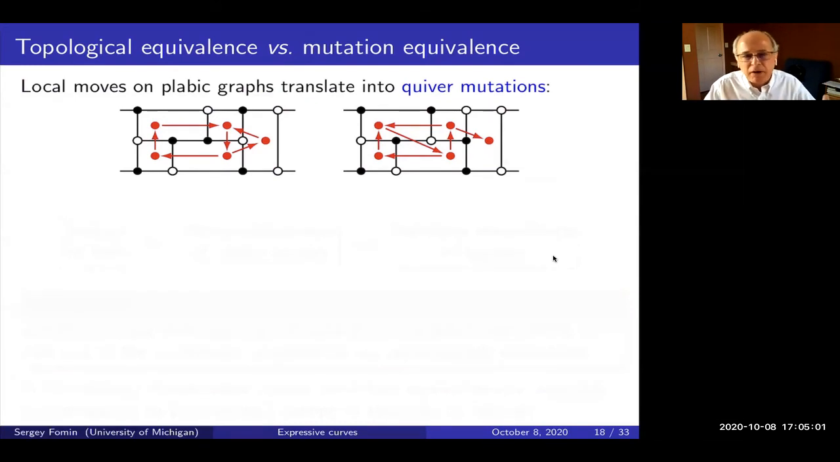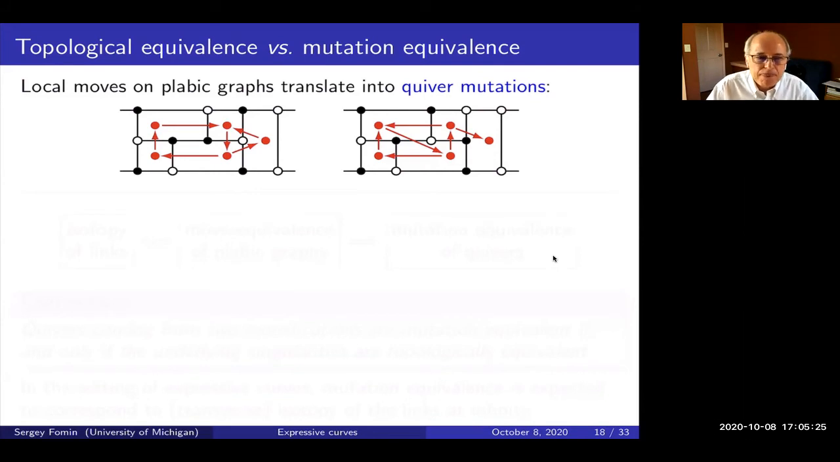It doesn't have to be planar, and it doesn't have to come from a Plaby graph. There is just a general definition which Zelevinsky and I introduced, which is foundational for the notion of a cluster algebra. And so it turns out that these local moves on Plaby graphs translate precisely into mutations of the corresponding quivers.